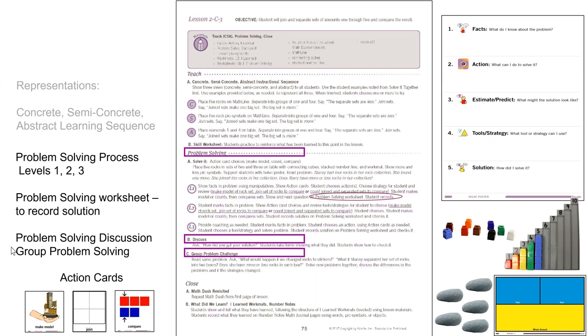You can see after that there's a problem solving discussion. How did you solve the problem? So you find out, how did you get that solution? What did you do? And students can actually show what they know. There is also the group problem challenge. That's changing an irrelevant fact in the problem and seeing what happens. Does it change the outcome? Changing a relevant fact and then seeing what happens. What happened to that solution when I changed a relevant fact?